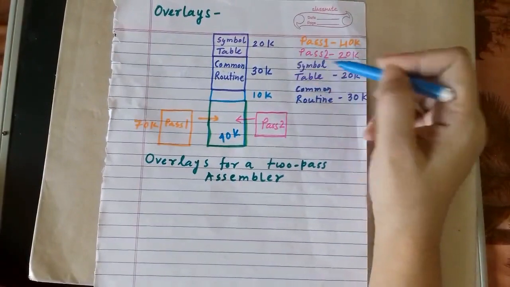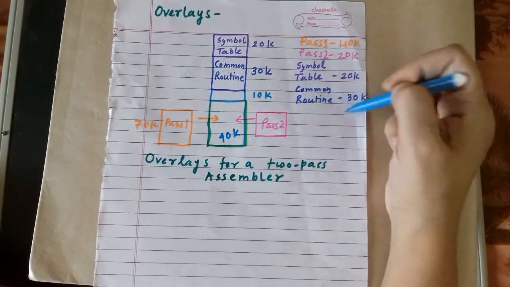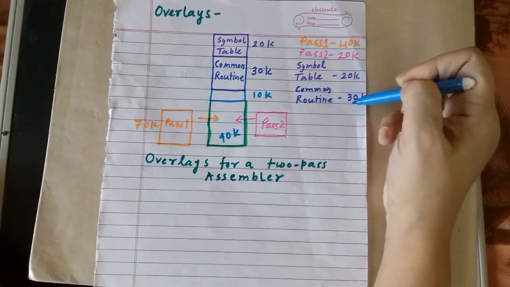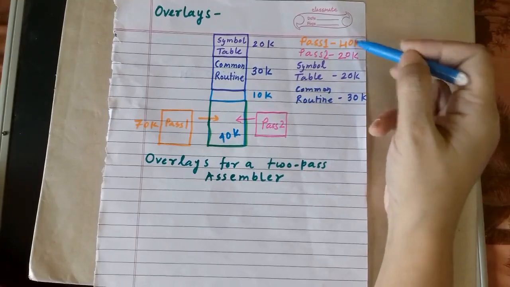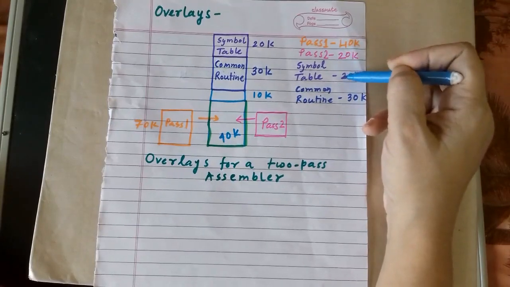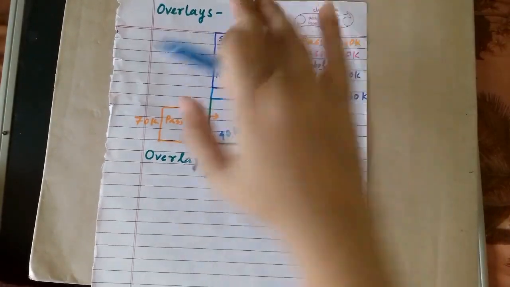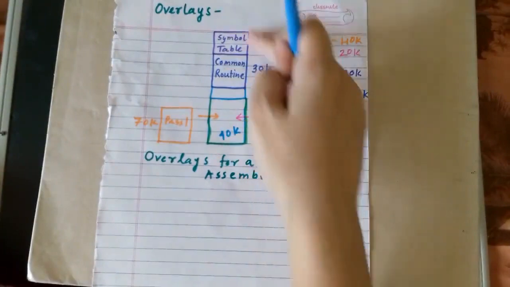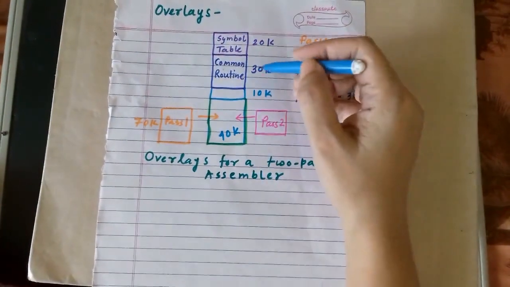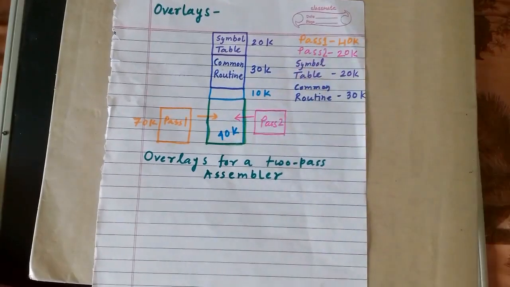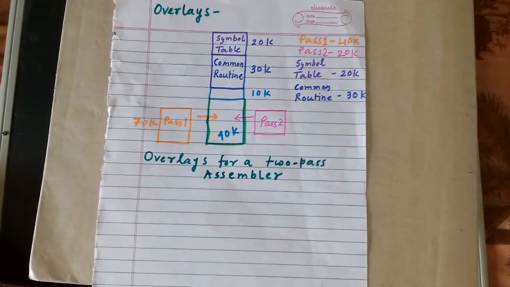And how much do these take together? 40 plus 20 is 60, plus 20 is 80, plus 30 is 110. So 110k is required. How much memory do I have in total available? Just don't consider anything inside; just consider this is the free memory I have. 50 plus 10 is 60, plus 40 is 100. So I have 100k memory available, where I need to fit 110k of program. Is it possible? It is not possible.